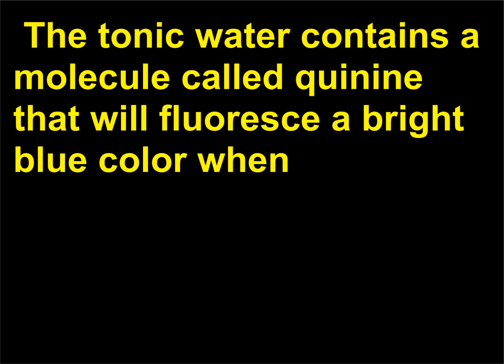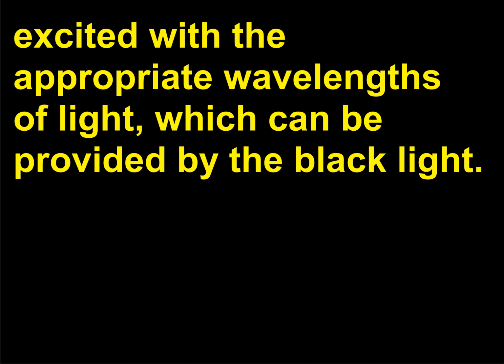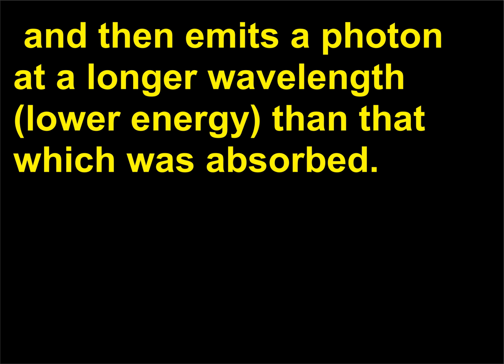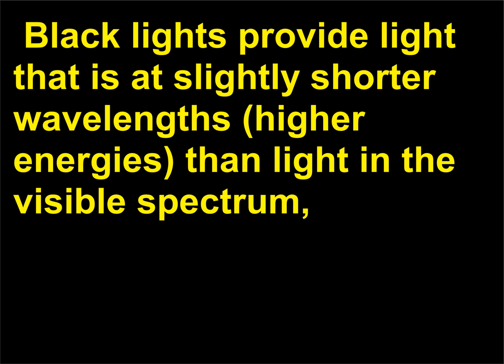The tonic water contains a molecule called quinine that will fluoresce a bright blue color when excited with the appropriate wavelengths of light, which can be provided by the black light. Recall that fluorescence takes place when a molecule absorbs light at one wavelength, relaxes to release a fraction of that energy, and then emits a photon at a longer wavelength, lower energy, than that which was absorbed. Black lights provide light that is at slightly shorter wavelengths, higher energies, than light in the visible spectrum.